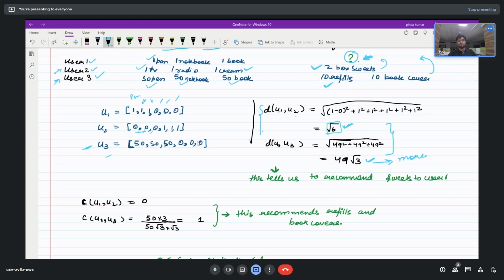Now, similarly, if we look at the cosine distance, the way we have defined it above, the cosine between user 1 and user 2 is simply 0, right? And between user 1 and user 3, it's 1. You can do your calculations. So what it recommends is that it should be refills and book covers for this user. So this example is just to show that cosine is more useful in this kind of situation.